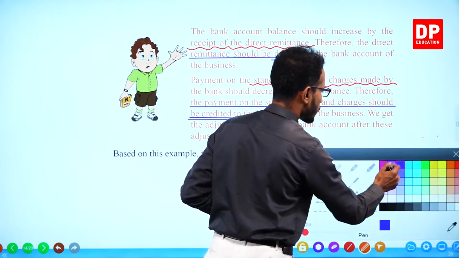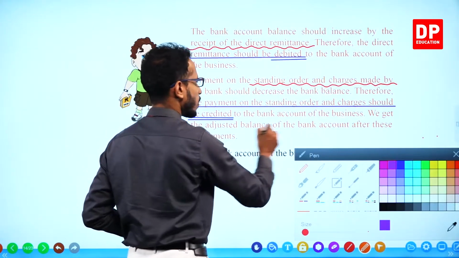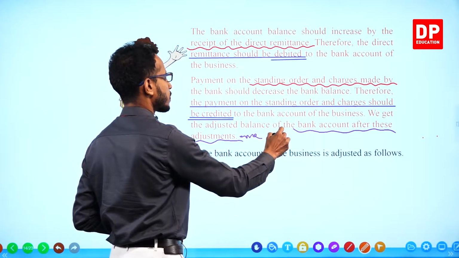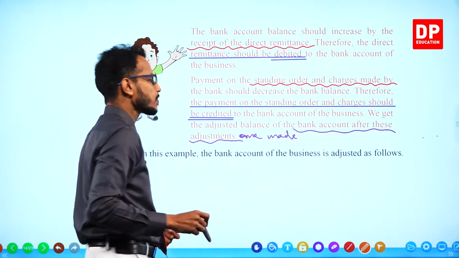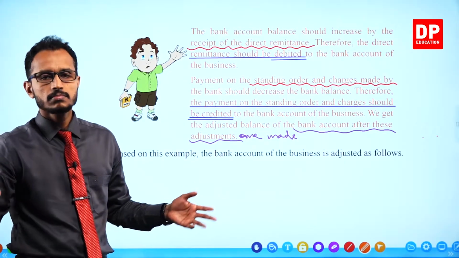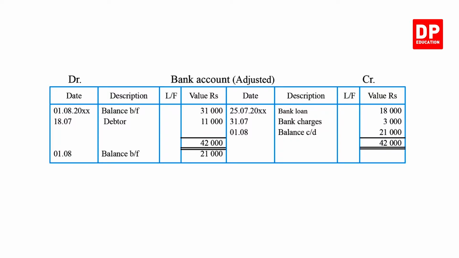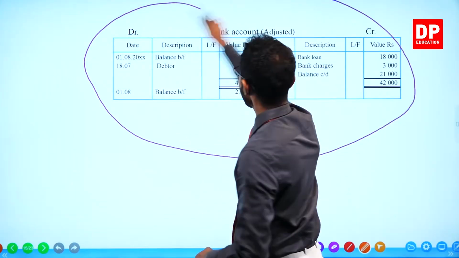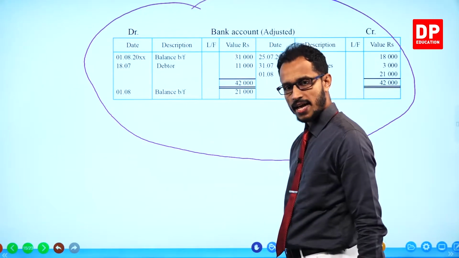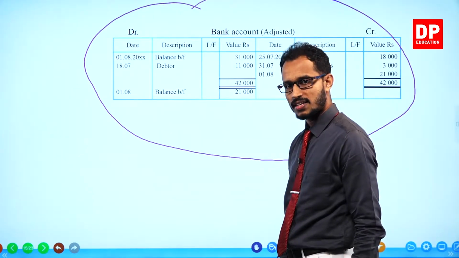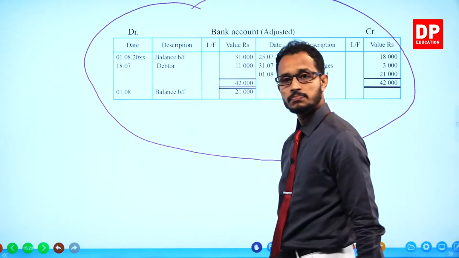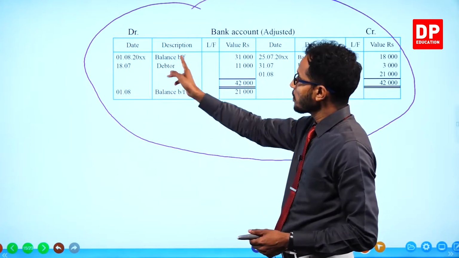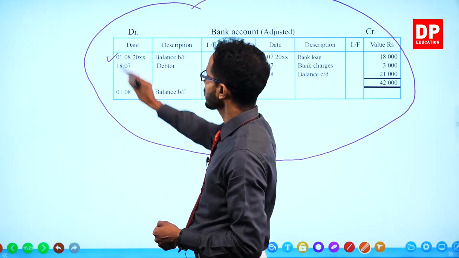All right, children? Shall we? All right, let's go. One more step ahead. Here we have an adjusted bank book. It's already prepared. Yeah? Balance brought forward is here.